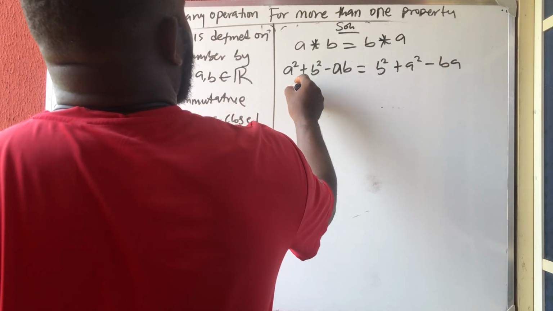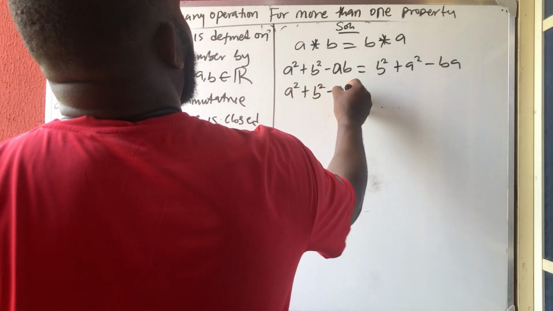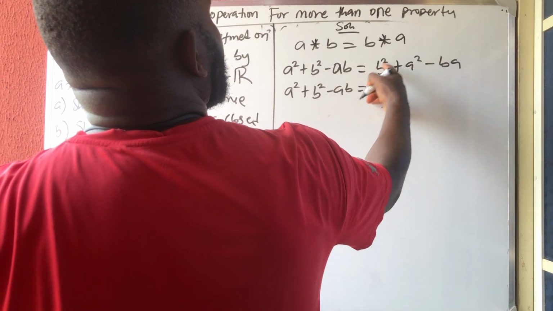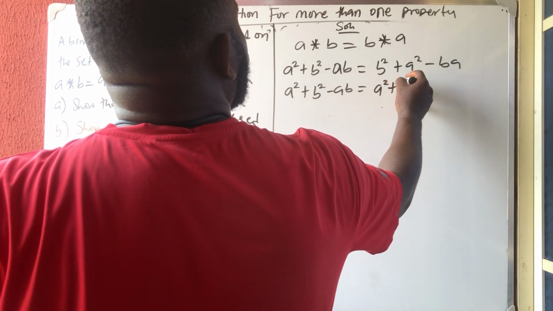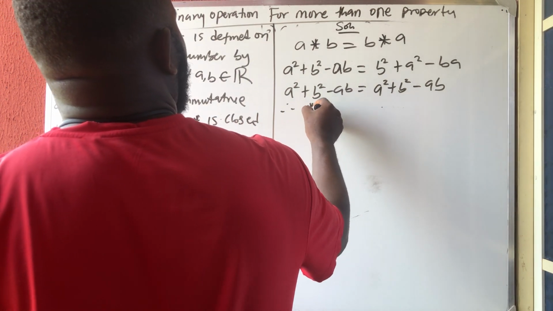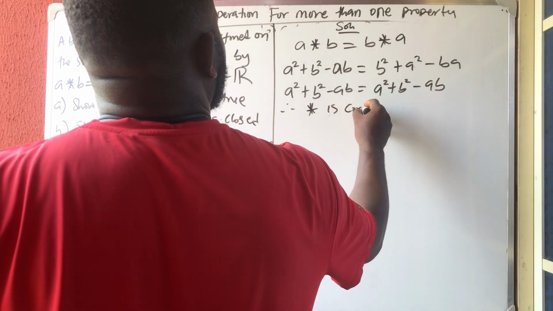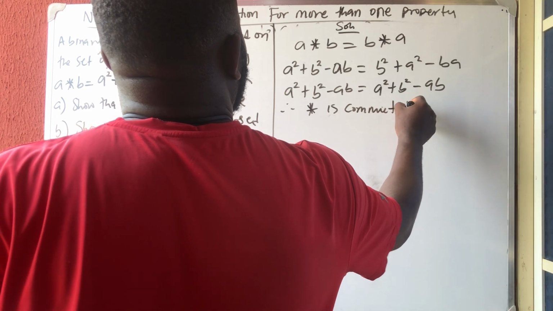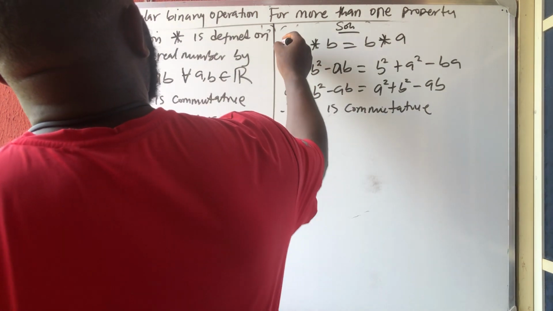Then B operating on A means B squared plus A squared minus BA. So bring this one down: A squared plus B squared minus AB. Is this the same as saying A squared plus B squared minus AB? Yes. So therefore star is commutative. That is for A.